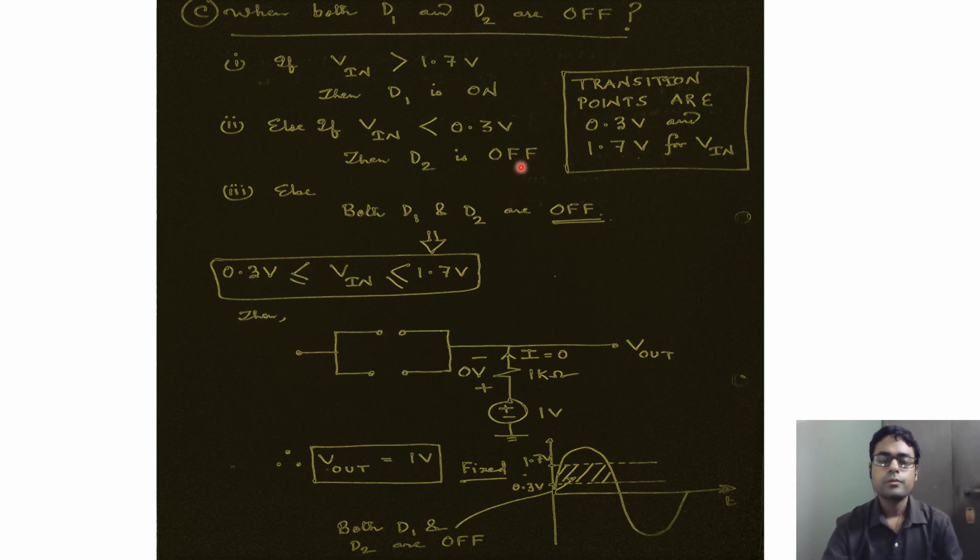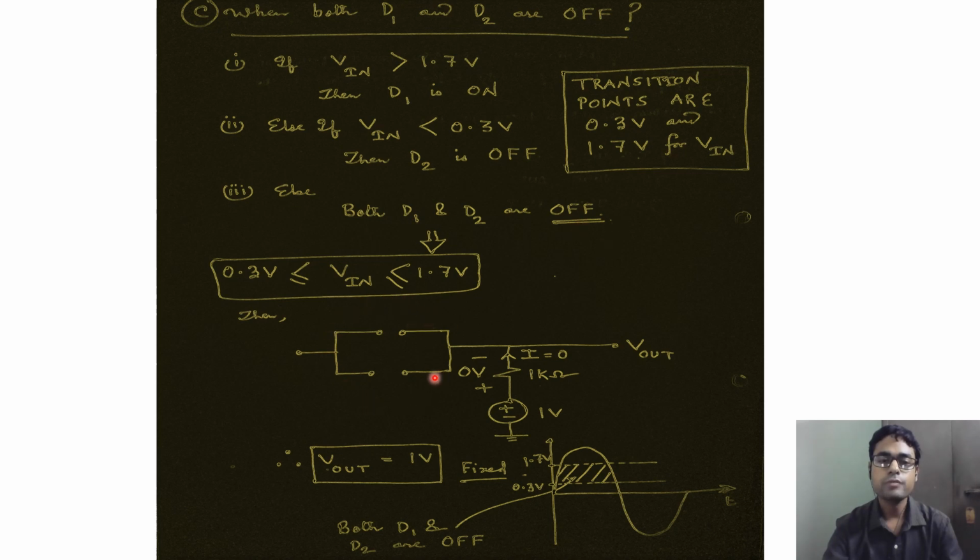Now we have seen when the first diode D1 can turn on, the condition was V in should be greater than 1.7 volt. We have seen when D2 can turn on and the condition is V in should be less than 0.3 volt. And so these are the two extremes. So whatever remains is the in between condition. For the in between condition, which means that V in exceeds 0.3 volt but is less than or equal to 1.7 volt, under this condition both the diodes will be off.